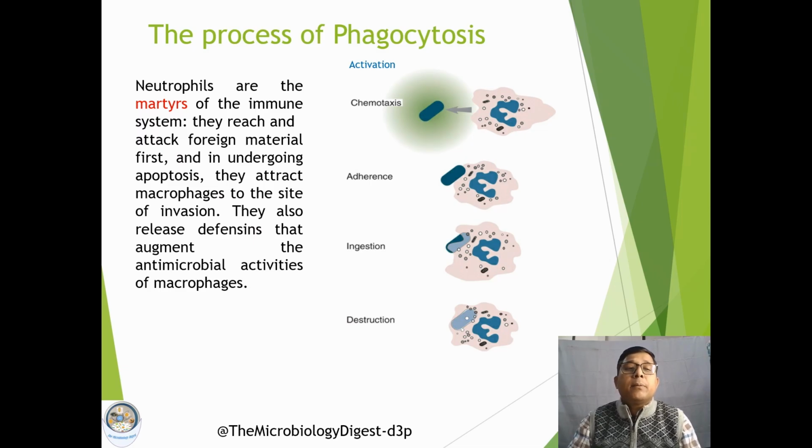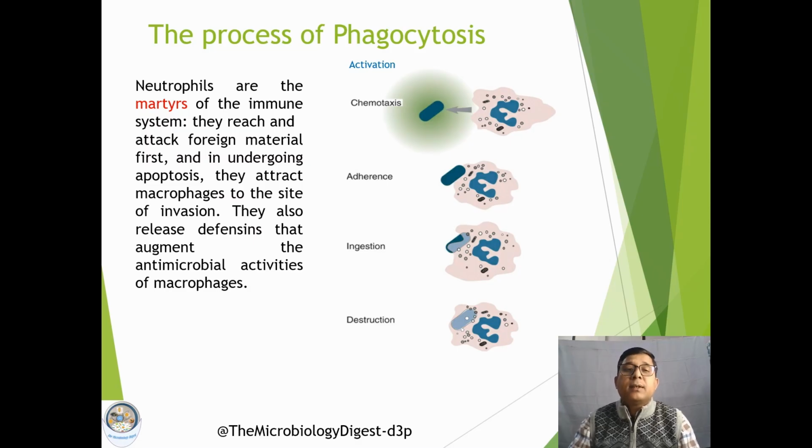Major action is taken by the neutrophils. That is why the neutrophils are called the martyrs of the immune system. Martyrs means they first reach the site and attack the foreign material. They will undergo dying or apoptosis, and in turn they will attract other capable cells to the site so that the invader can be killed.